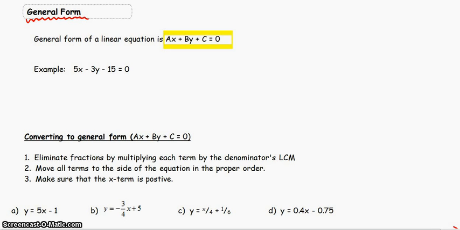In this lesson, we are going to discuss an alternate form to the equation of a line. We are going to discuss the form called general form. In the past lessons, we used the form y equals mx plus b, such as y equals 3x plus 2.